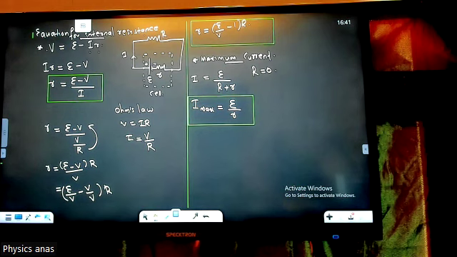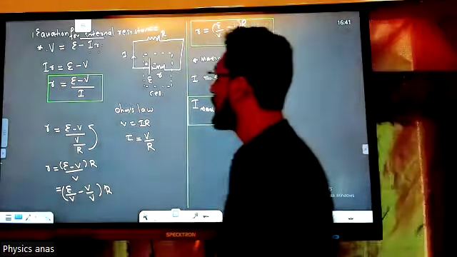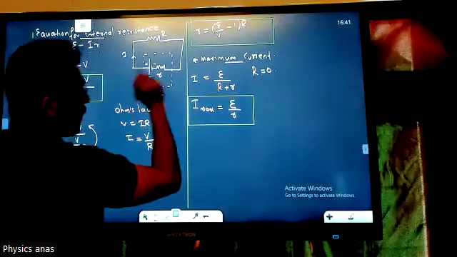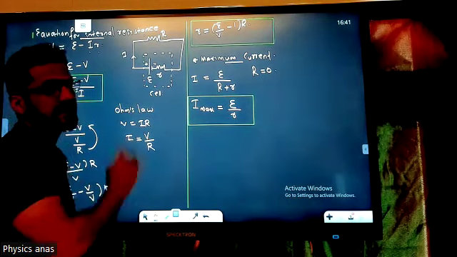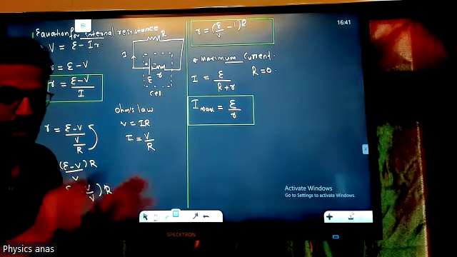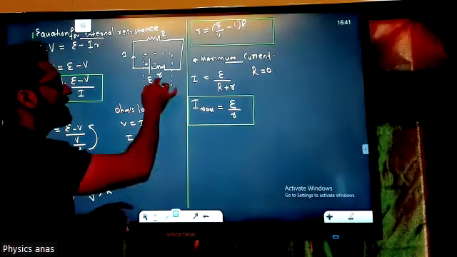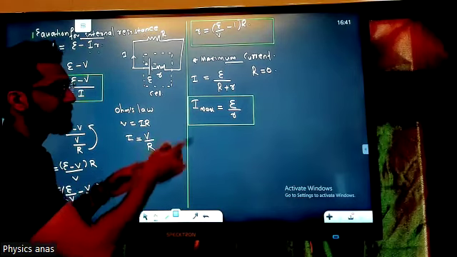Maximum current, when external resistance is 0: equation of I is EMF divided by resistance. There is only one resistance now in the circuit. What is that? That's only internal resistance. So the equation will be E by r.